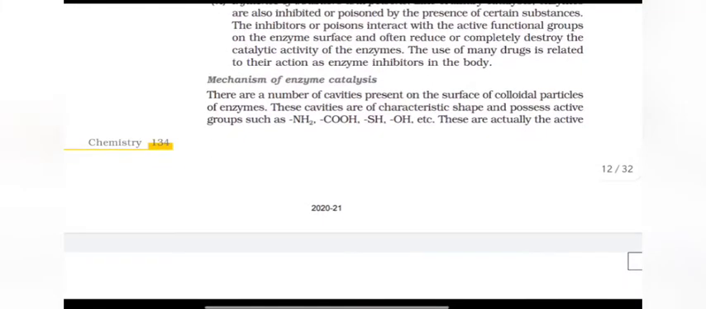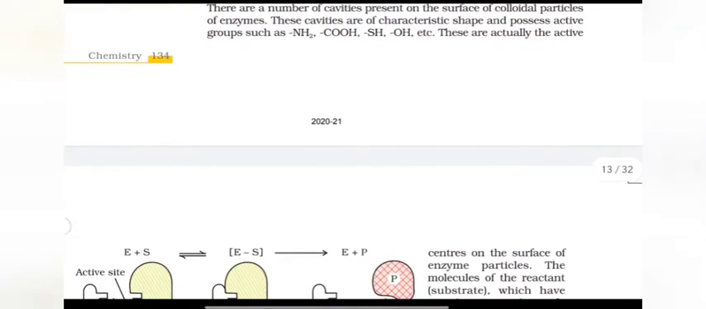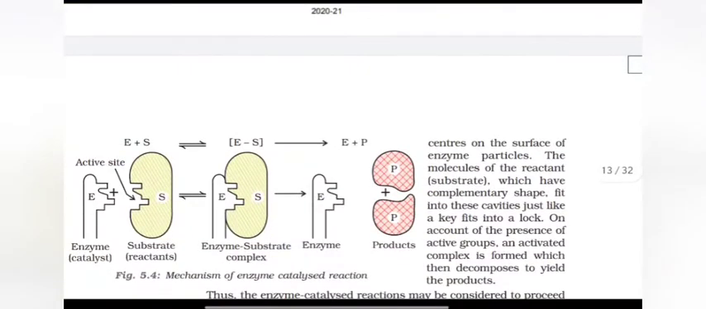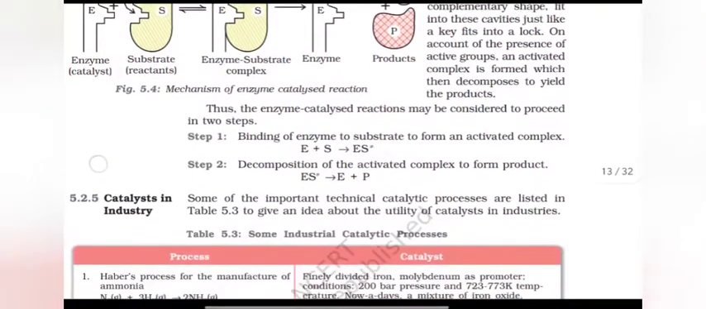Mechanism of enzyme catalysis. There are a number of cavities present on the surface of colloidal particles of enzymes. These cavities are of characteristic shapes and possess active groups such as NH2, COOH, SH, OH, etc. These are actually the active centers on the surface of enzyme particles. The molecules of reactant, which have complementary shape, fit into these cavities just like a key fits into its lock. On account of the presence of active groups, an activated complex is formed which then decomposes to yield the products.